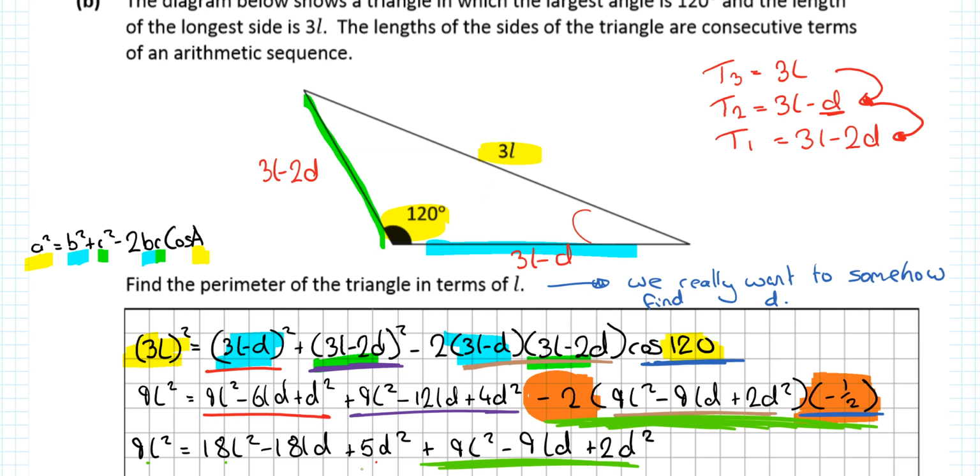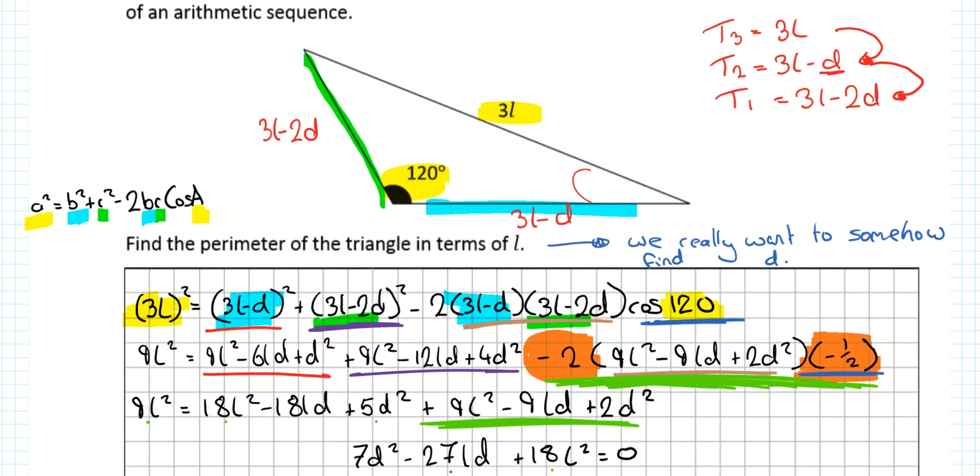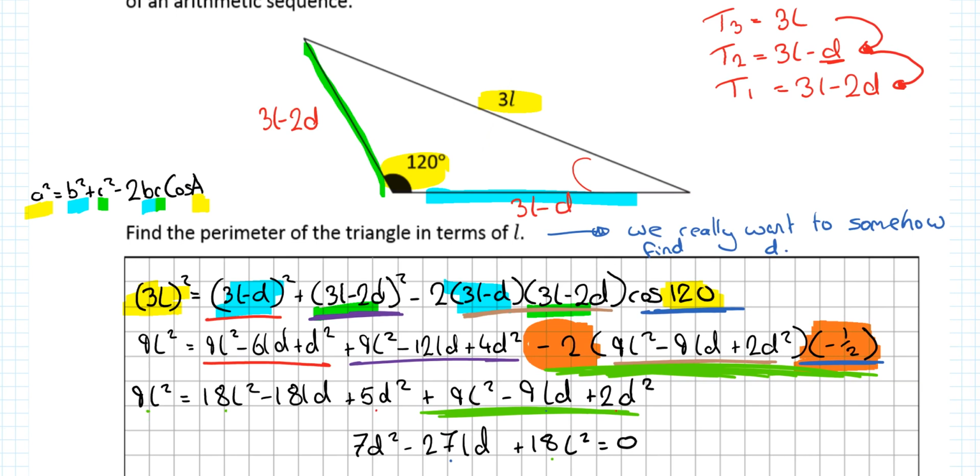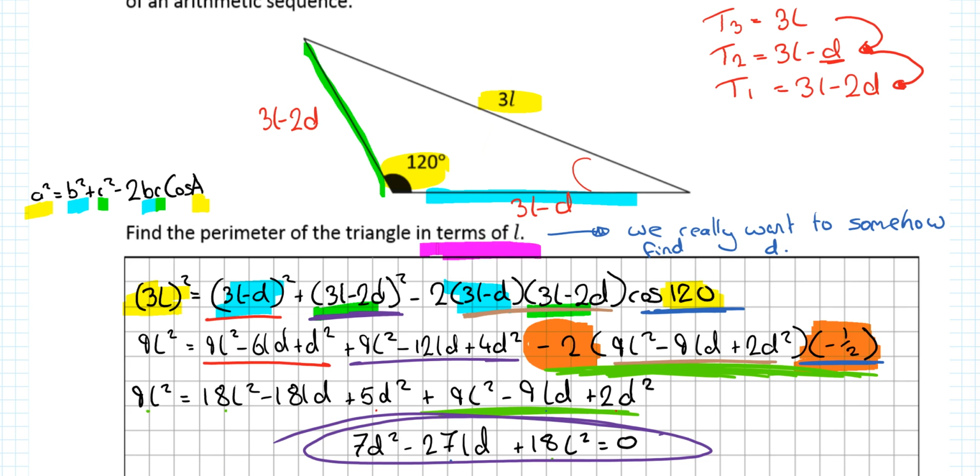Okay, so I now reorder all of this and bring everything to one side. Now this looks nasty. This is where you go, oh, I mightn't have done this right. But how many unknowns do we have? You might think there are two. You might go D and L, and go, oh, we have two unknowns. But L isn't an unknown. We're allowed to use L.